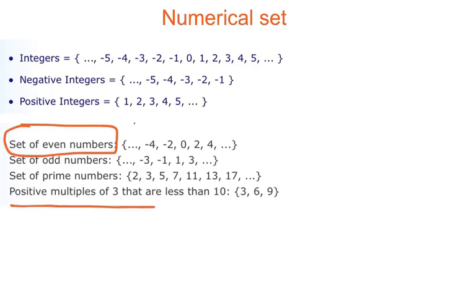Now, what do you notice about this last one here? Positive multiples of 3 that are less than 10. There are no ellipses. So, what does that tell you? Ding, ding. It is a finite set. So, we have all the multiples of 3 that are less than 10. So, there's a specific amount. So, we find 3, 6, 9. And we define that set with curly brackets.